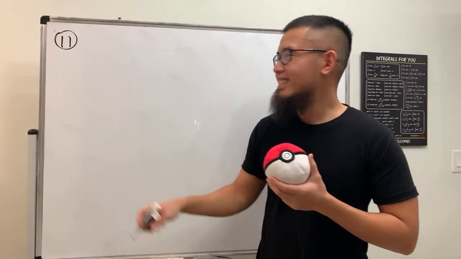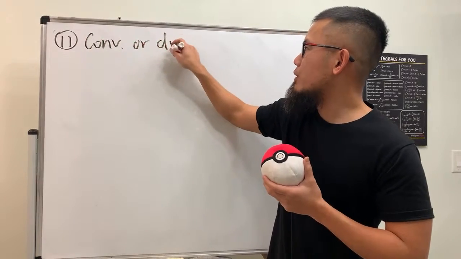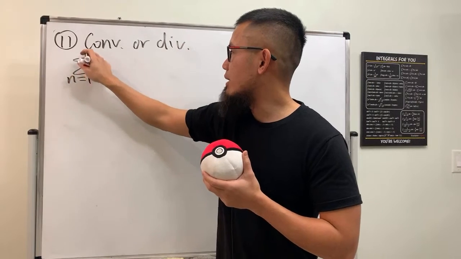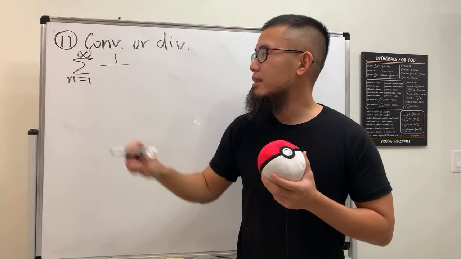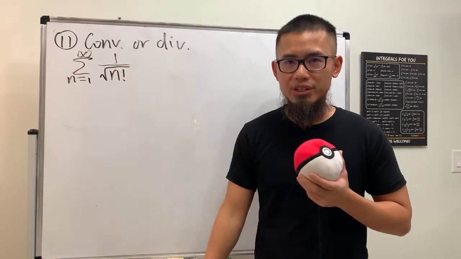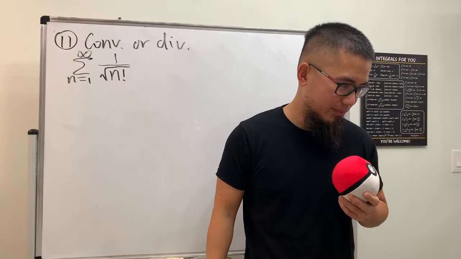Number 11. All right, again, classic converge or diverge, and you have to tell me why. Here we have the series as n goes from 1 to infinity of 1 over the square root of n factorial. All right, go. What shall we do?